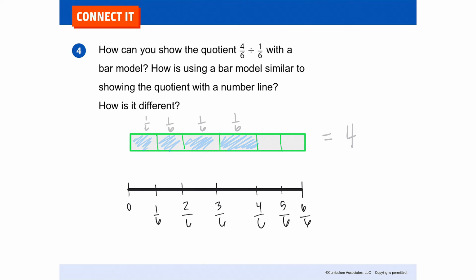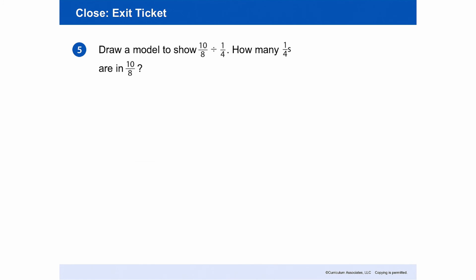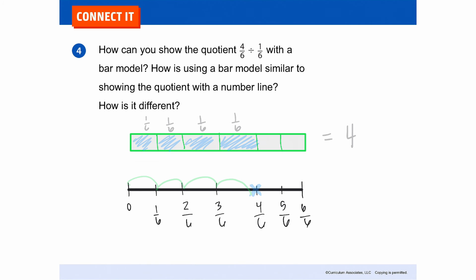Some of our brains just work better using a tape diagram so that we can see those chunks that we're using, that we're coloring in. Other folks have an easier time saying, okay, I'm here at 4/6. How many hops do I need to go? So it really depends on which model works best for your brain. Do you need to see the chunks or do you need to see the hops? That's it for looking at the difference between them.